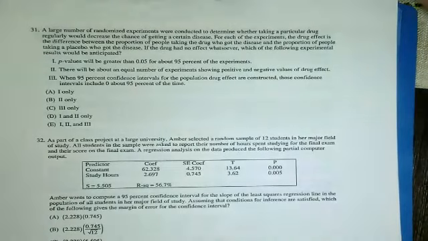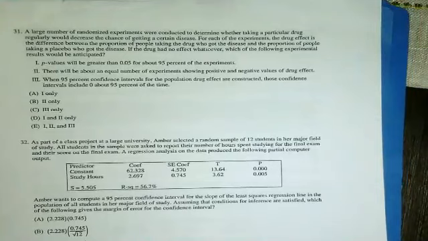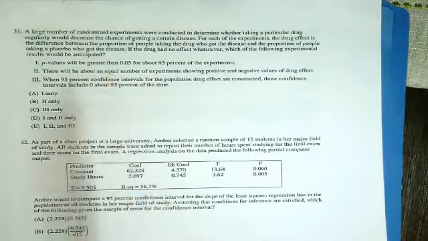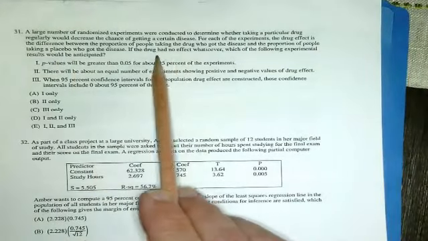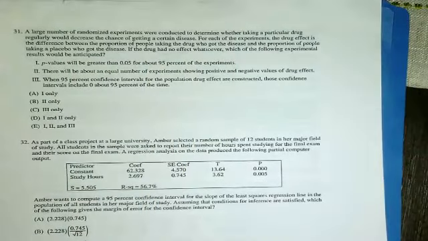Okay, now for our next part. A randomized experiment was conducted to determine whether taking a particular drug regularly would decrease the chance of getting a certain disease. For each of the experiments, the drug effect is the difference between the proportion of people taking the drug who got the disease and the proportion of people taking a placebo who got the disease. If the drug had no effect whatsoever, that means we're going to fail to reject the null hypothesis. Which of the following experimental results would be anticipated?